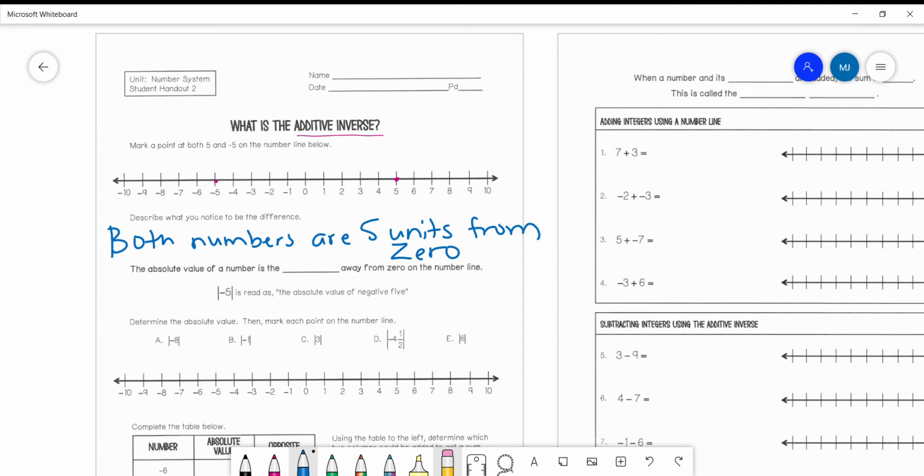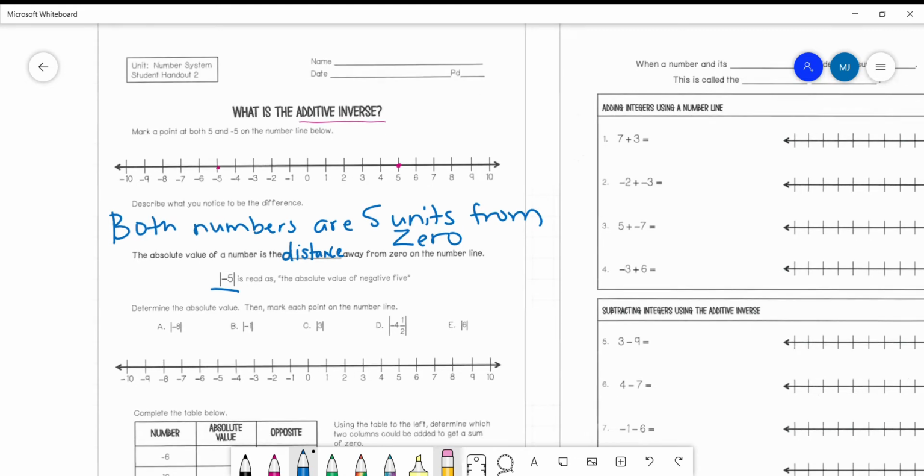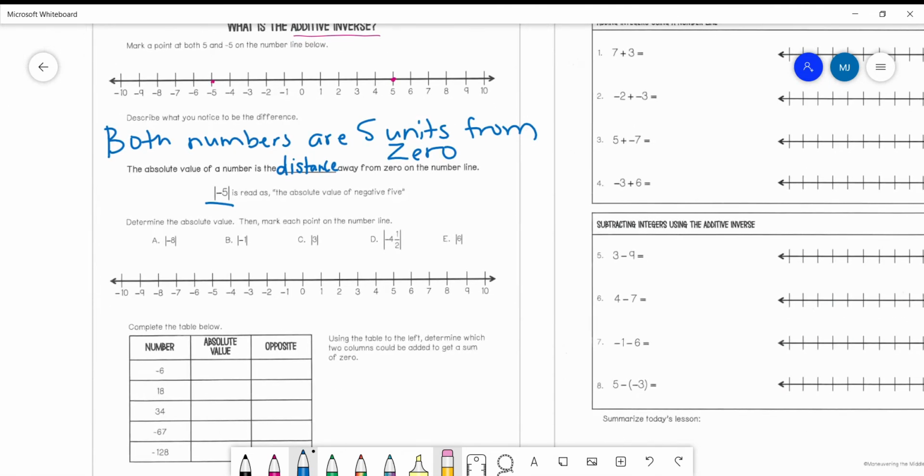The absolute value of a number is the distance away from 0 on the number line. So if we look right here, this reads as the absolute value of -5. Determine the absolute value and then mark each point on the number line. So if we're looking at part A here, the absolute value of -8 would be 8, and 8 is 8 units to the right of 0, so right here on the number line. B, the absolute value of -1 would be 1. And that would be right here on the number line.